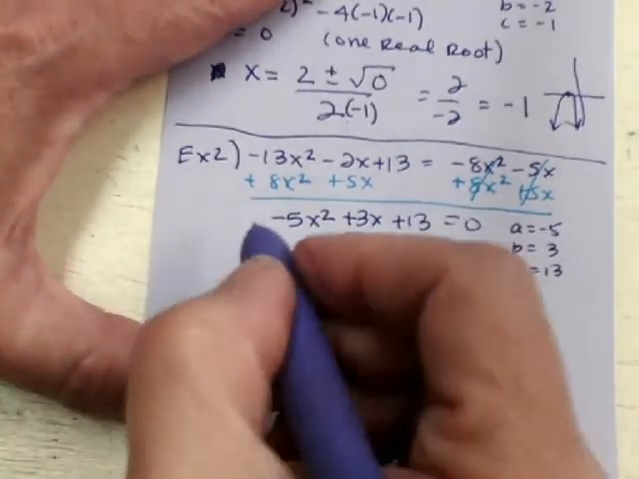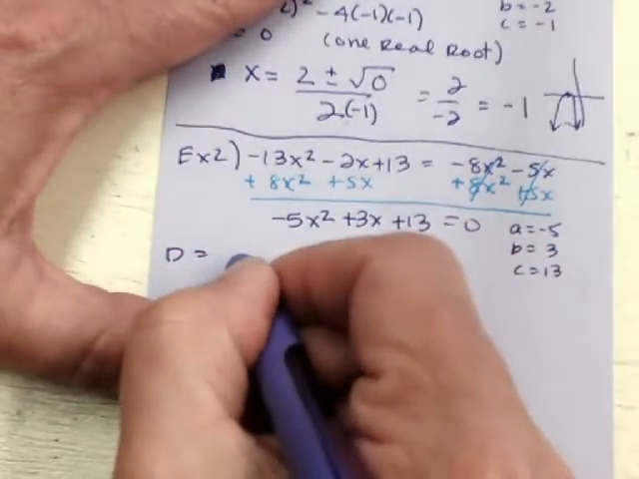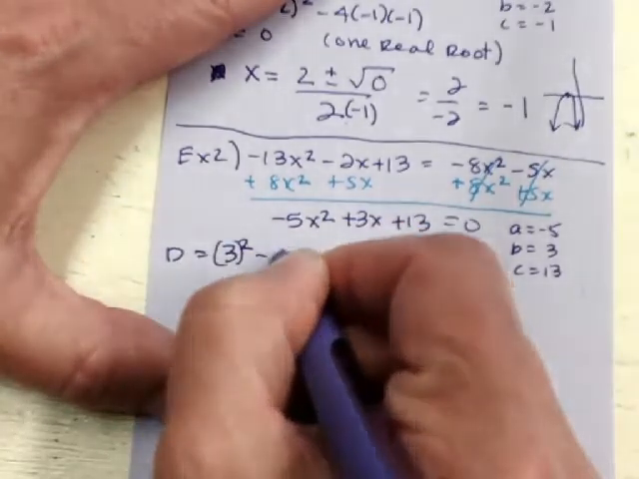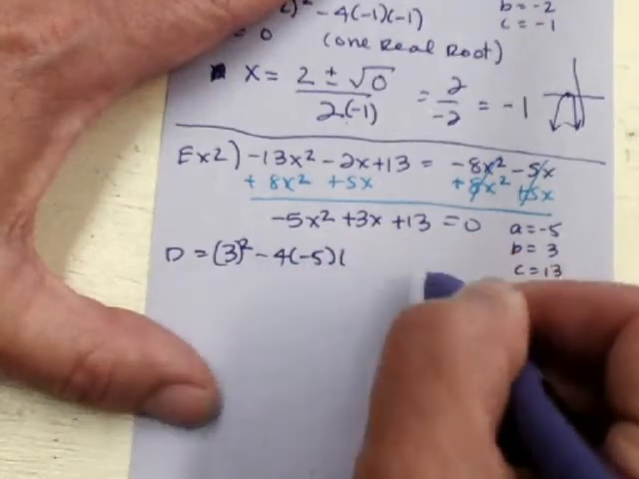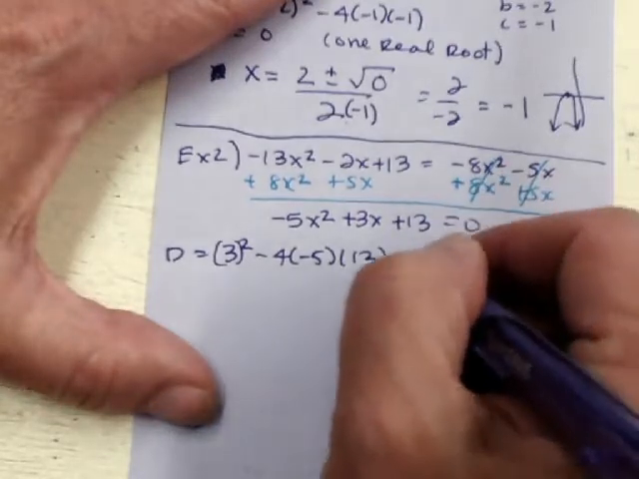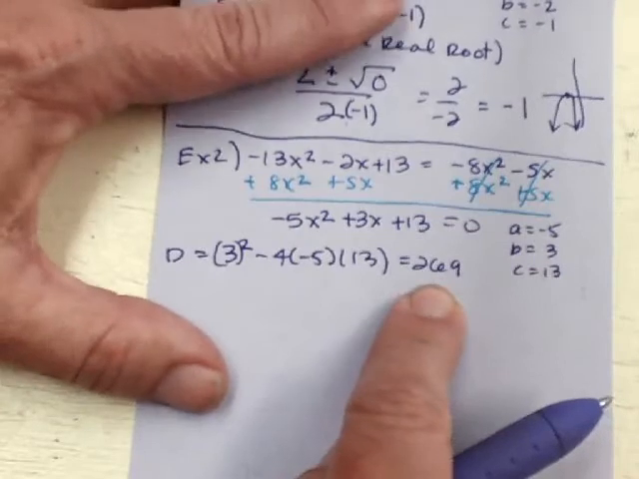So let's find that discriminant. The discriminant is b squared minus 4 times a times c. Let's find what that is. So I'm going to have b squared minus 4 times a times c. That gives me 269. It's a positive number, so I'm going to have two real roots.